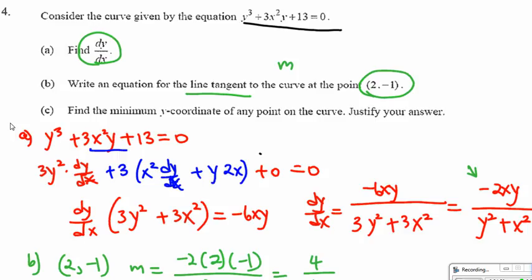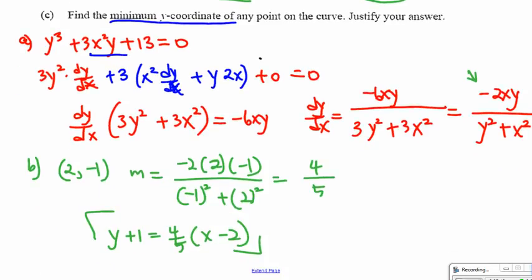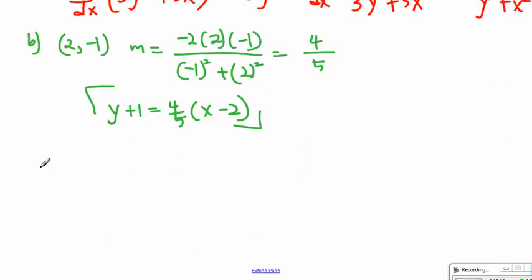Alright, find the minimum y coordinate for any point on the curve. Now, how would you find out the minimum? To find that value, we realize the minimum y coordinate is simply the minimum of the curve. So what we like to do is figure out the point where the first derivative will be equal to 0 or not defined. We realize that dy over dx will be equal to 0. That means the numerator has to be equal to 0.